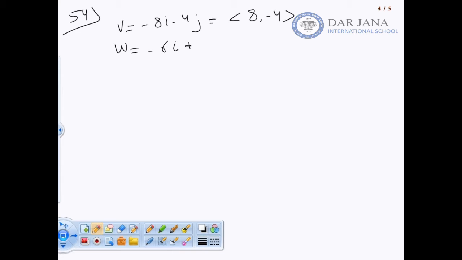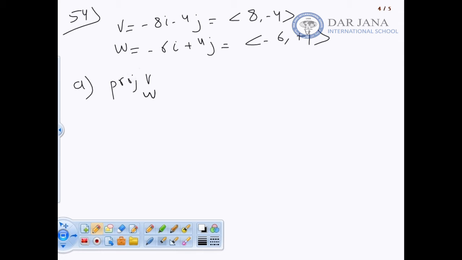Question number 54. In number 54, given vector V equals negative 8i minus 4j, which is negative 8, negative 4, directly converted to component form. W is negative 6i plus 4j, negative 6, positive 4, sorry. Okay, part A. Find the projection of V onto W.